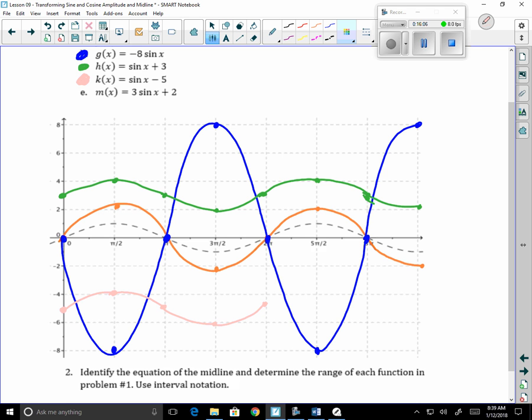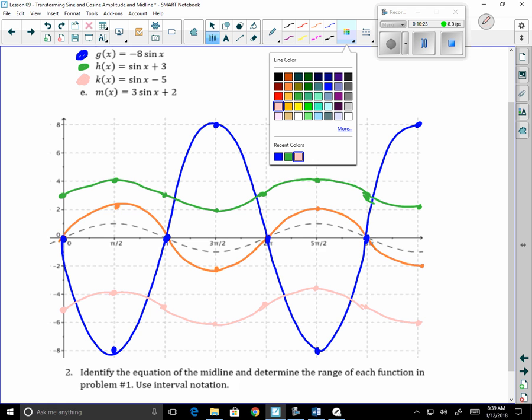And then back up to -4. Back down to the midline. And then end at -6. And the last one is combining both ideas. So we have an amplitude and a midline.